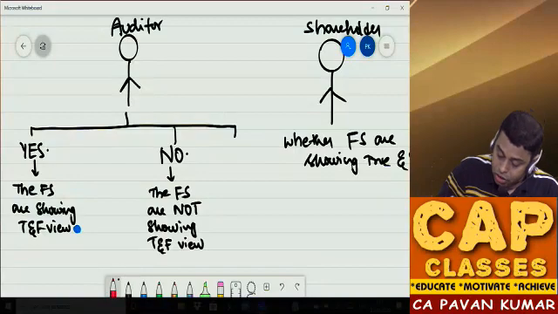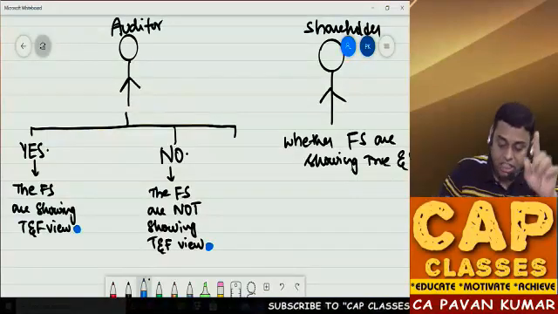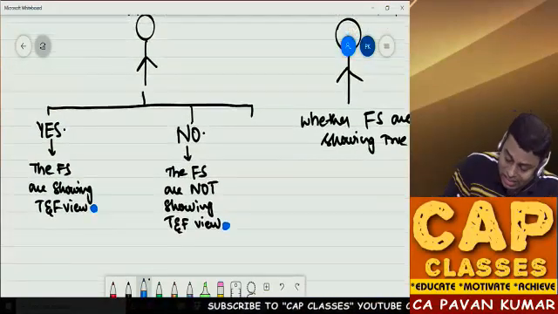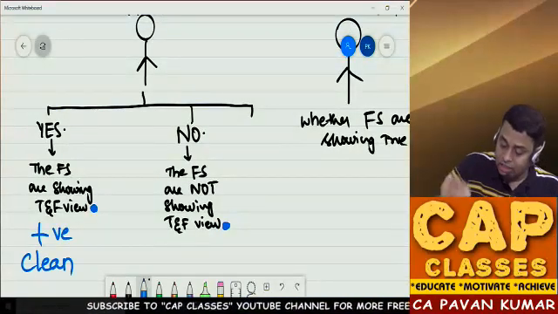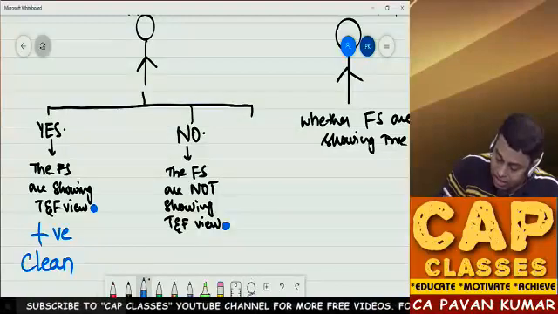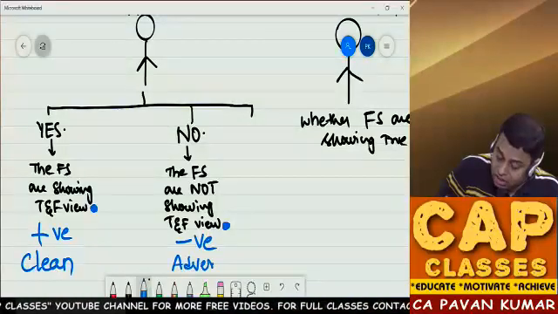And he has put a full stop here. So what is the first one? First one is yes, the financial statements are showing a true and fair view. This is completely positive. This is called clean report. This is completely negative. This is either called a negative report or called adverse report.